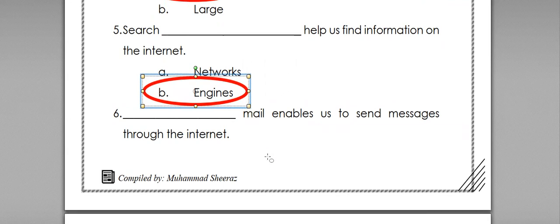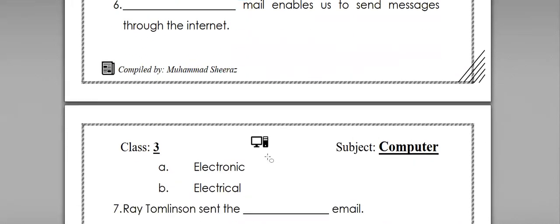Point number 6, dash mail enables us to send messages through the internet. So it's electronic mail or electrical mail. The right answer is electronic.